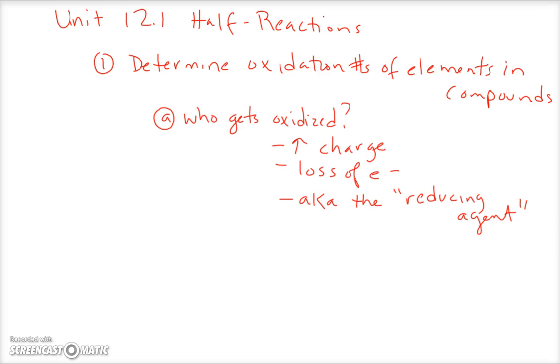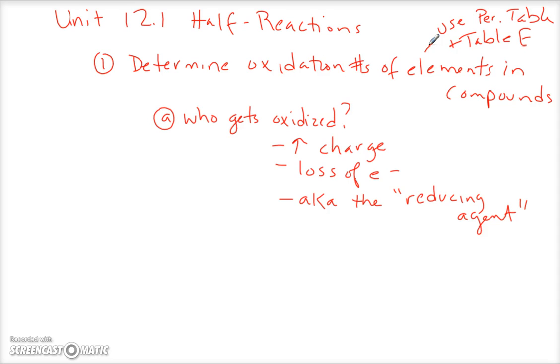But to determine the oxidation number of elements in compounds, you will need to use the periodic table and probably the polyatomic ion chart, Table E. So we're going to write here to use the periodic table and Table E. Once you figure out what the oxidation numbers are for all the elements in a compound, you will have to determine who gets oxidized. To determine who gets oxidized, you're looking for the element whose charge increases.